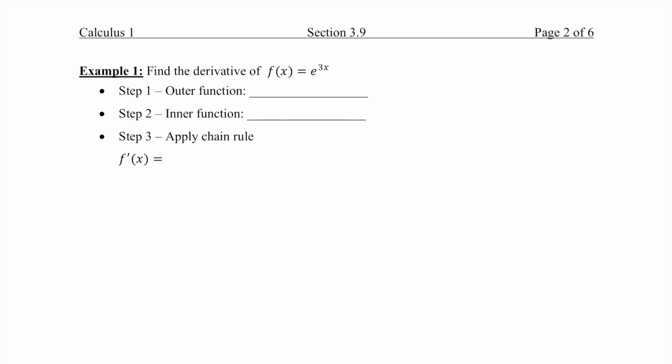Let's work through some examples. We want to find the derivative of f of x equals e to the 3x. Let's break this down step by step. The outer function is e to the something, and the inner function is 3x.